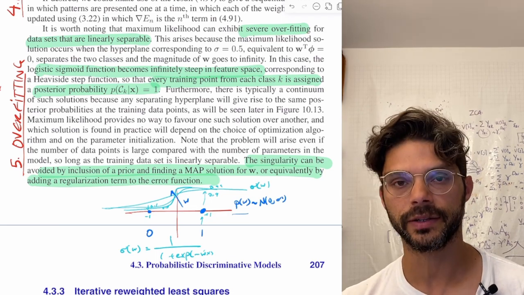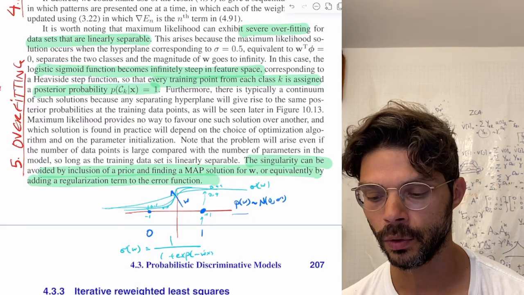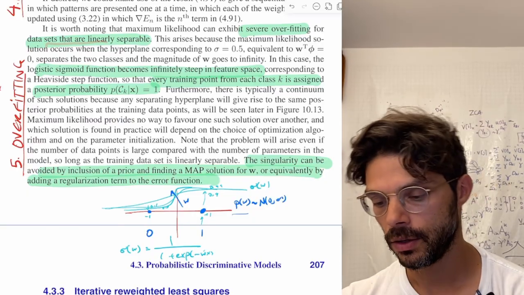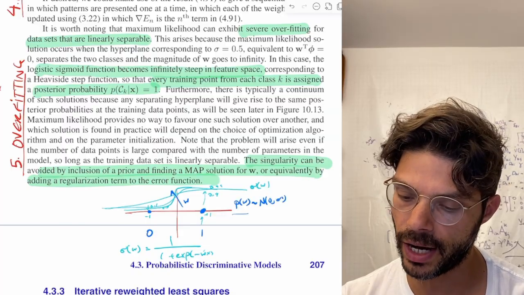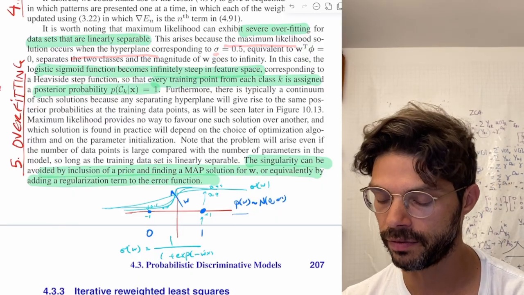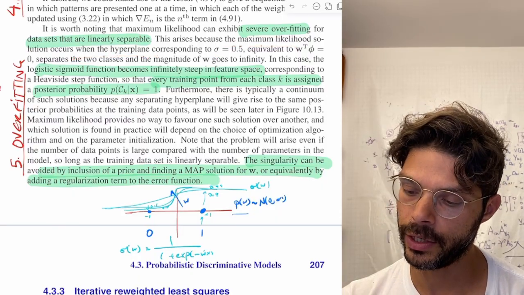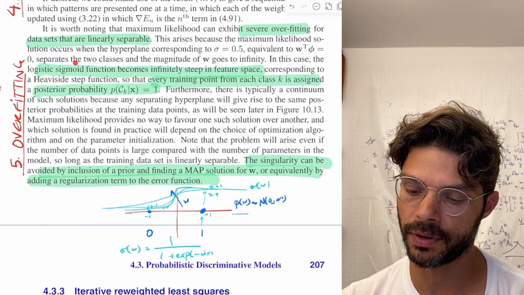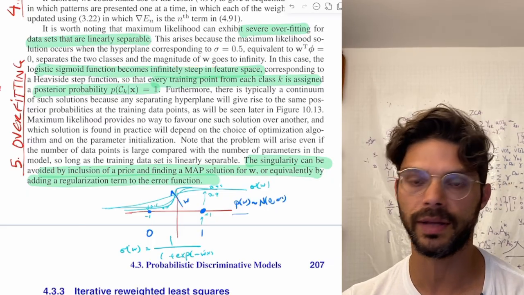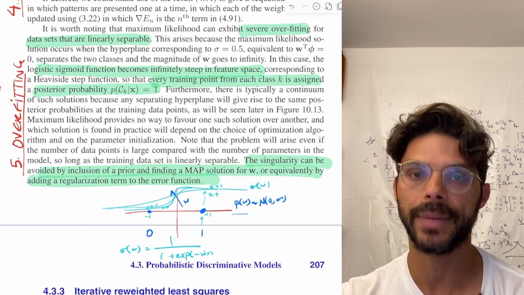Frequently, they are linearly separable. So what you want to do is you need to actually worry about this now. This overfitting arises because the maximum likelihood solution occurs when the hyperplane corresponding to sigma equals 0.5, like this one, equivalent to w transpose phi equals 0, separates the two classes, and the magnitude of w goes to infinity, as we saw, right? Because you can just fit the data as far as maximum likelihood is concerned better and better.